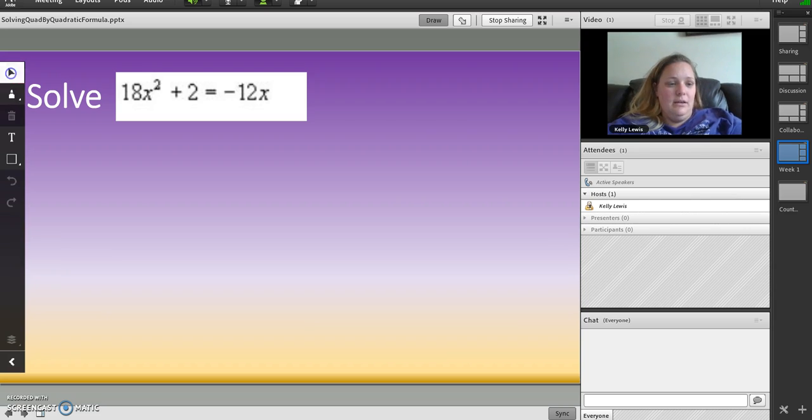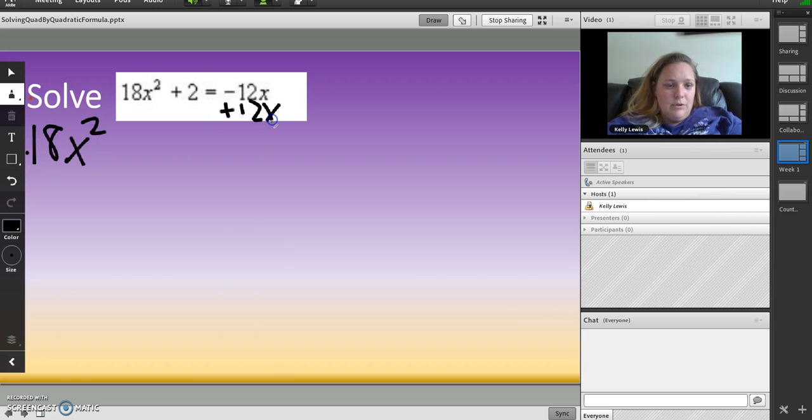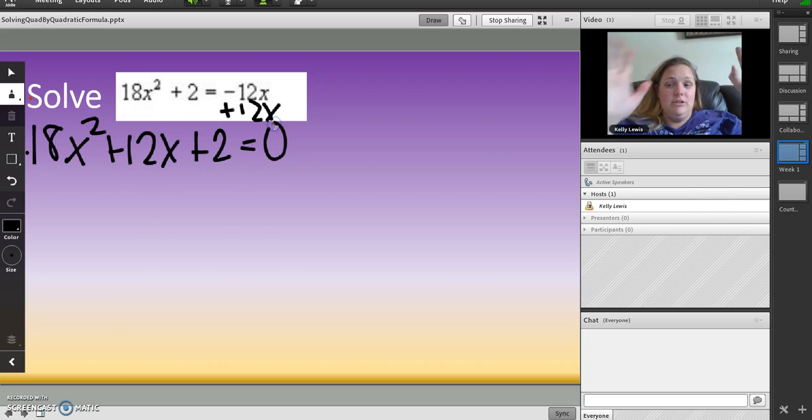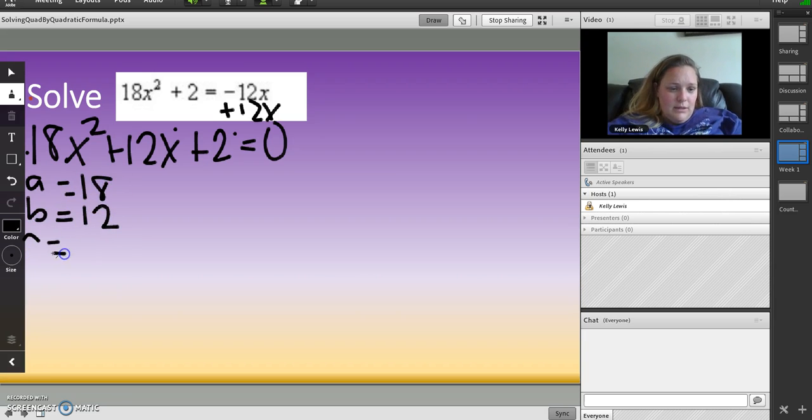All right, let's do this guy. So before we do anything, gosh darn it, everything's got to be on the same side. 18x squared, I'm going to add 12x on both sides. And I'm going to write it in descending order, so x squared, x, regular number. 2, 1, blast off. All right, a is 18, b is 12, c is 2.